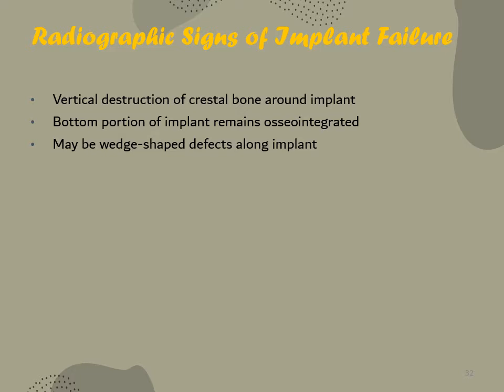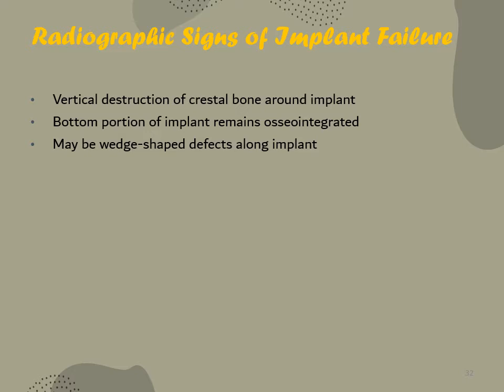Radiographic signs of implant failure. So this is going to be vertical destruction of crestal bone around the implant. And we'll typically see this in a progression over time, but if you're seeing someone for the first time and they have a lot of vertical destruction of that crestal bone, then it's okay to call it without that longitudinal data. And then the bottom portion of the implant remains osseo-integrated. So, it doesn't have to be completely mobile. It doesn't have to be completely ready to fall out on its own before you can call implant failure.